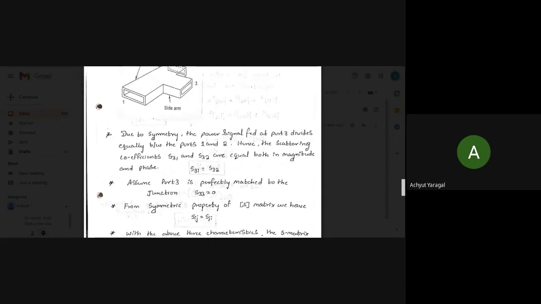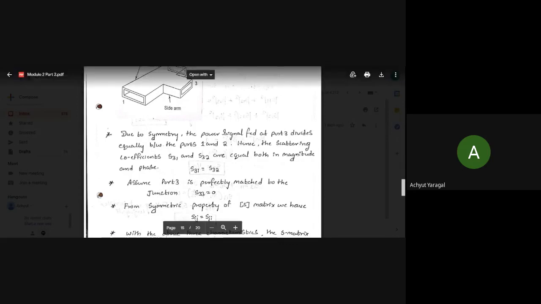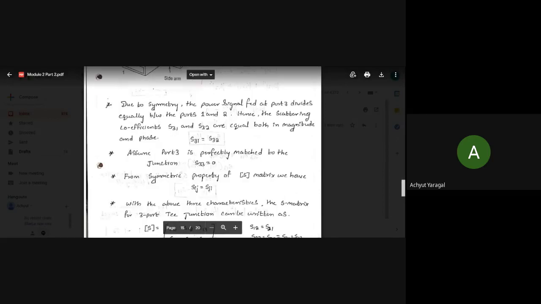In the previous case it was 180 degrees out of phase. In this case it is equal both in magnitude and phase. Again the same thing we have to use here, except the minus sign. Again port 3 is perfectly matched, so S33 is equal to 0. Again you have to obey the symmetry property here.